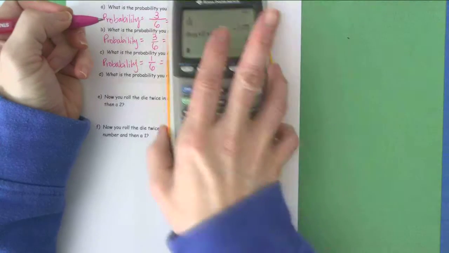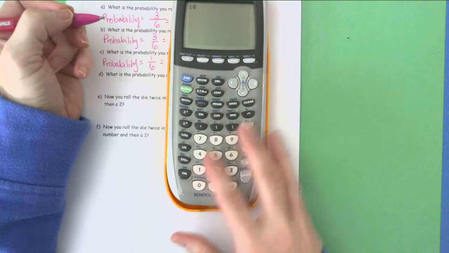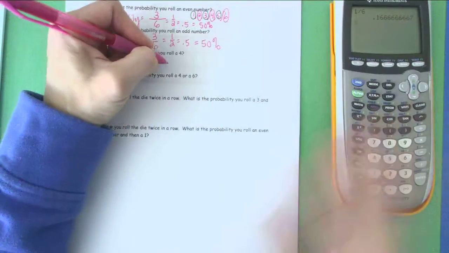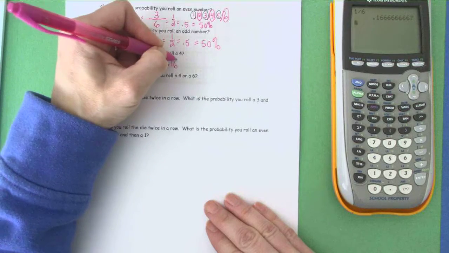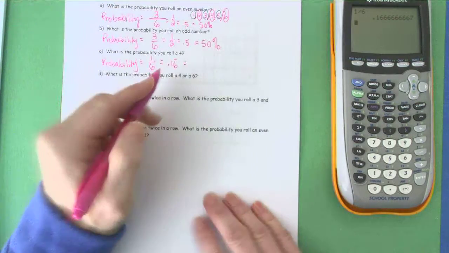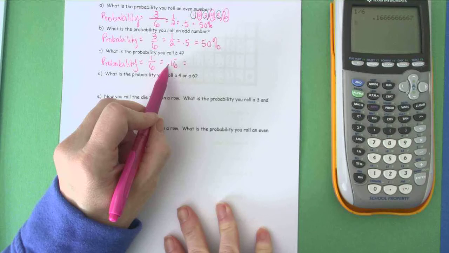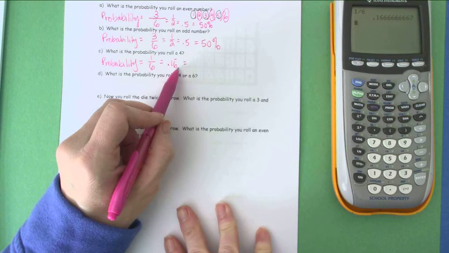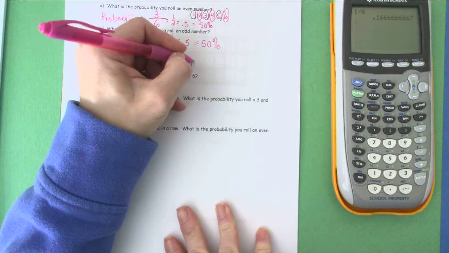If I take 1 divided by 6, I have 0.16 repeating. And if I change that into a percentage, I'm going to move that 2 spots to the right. That would be 16.6%, which I can just round to 17%.